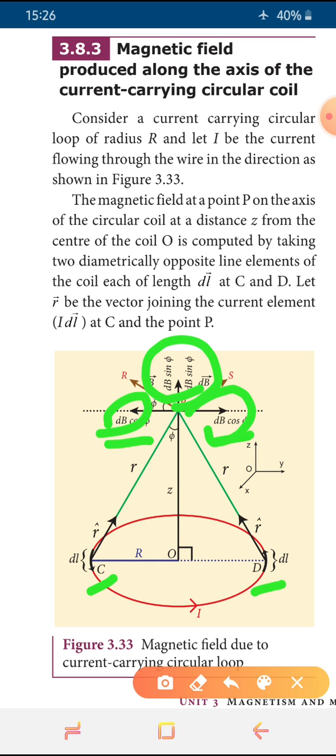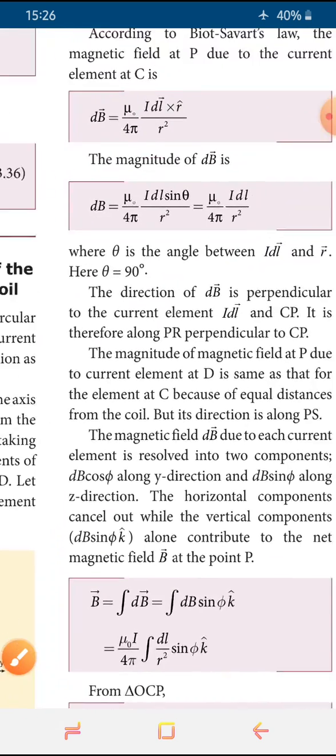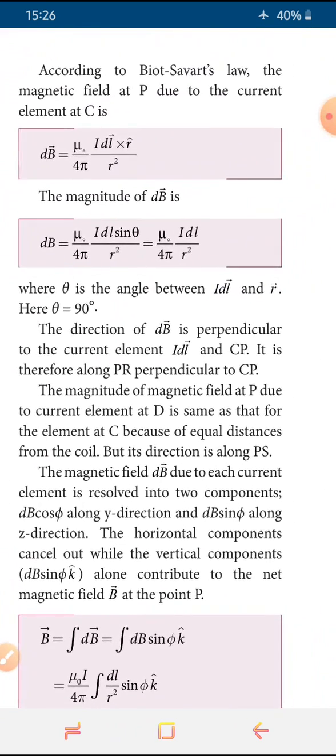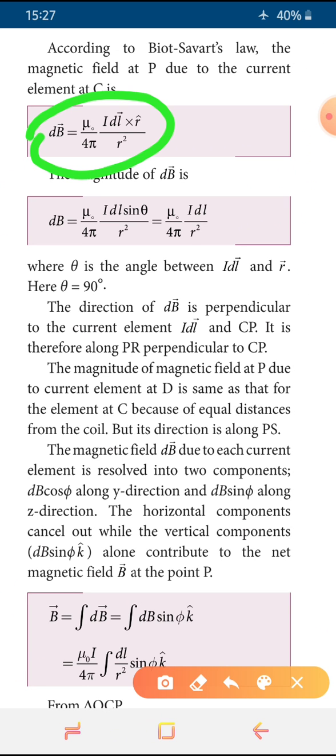Which rule are we going to use first? Like the last case, the last derivation we discussed in the last class. As per the Biot-Savart rule, we are going to use the equation dB vector is equal to mu naught divided by 4 pi, I dl vector cross r cap divided by r square. We derived this equation before. This is the equation given by Biot-Savart, so this is called the Biot-Savart law.